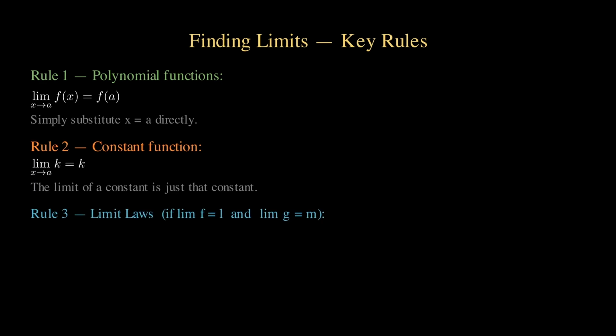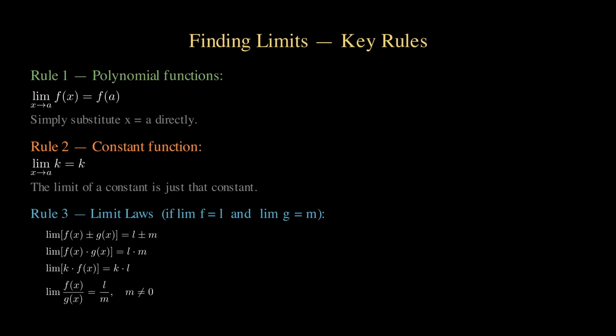Rule 3, the limit laws. If we know the limit of f equals L and the limit of g equals m, then the limit of a sum or a difference equals L plus or minus m. The limit of a product equals L times m. The limit of k times f equals k times L. The limit of f over g equals L over m, provided m is not 0. And the limit of f to the power of n equals L to the power n for positive integers n. These laws allow us to break complex limits into simple pieces.